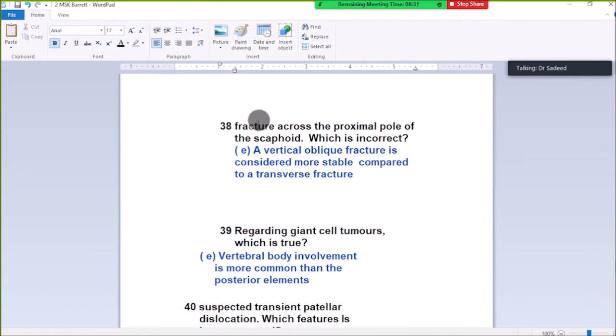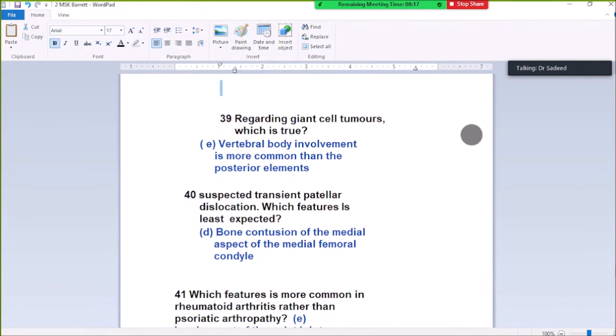Question number 38. Which statement about fractures across the proximal pole of the scaphoid is incorrect? The incorrect statement is that a vertical oblique fracture is considered more stable compared to a transverse fracture. Question 39. Regarding giant cell tumor, which is true? Vertebral body involvement is more common than in the posterior elements.